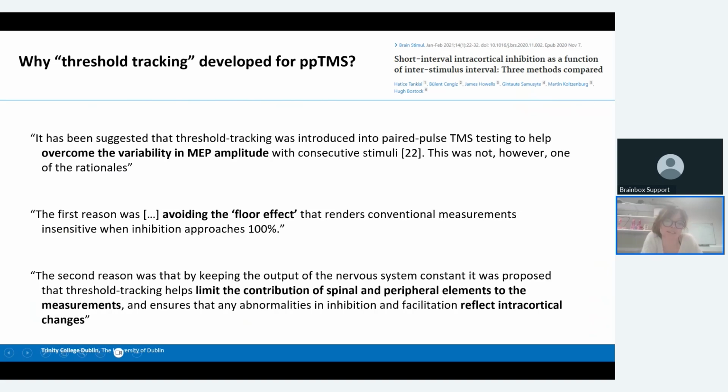So the two main reasons that Hugh Bostock would cite is that it was to avoid the floor effects that were causing problems in fixed intensity TMS, and it was also to limit the contribution of spinal and peripheral elements to the measures. So the theory is that because you're keeping the size of the motor output consistent, the effects of the conditioning that you're measuring are more related to cortical changes, because the ultimate size of the motor evoked potential is not different. Now, that hasn't been shown in a paper, but that's the theory behind it, and it kind of makes sense.